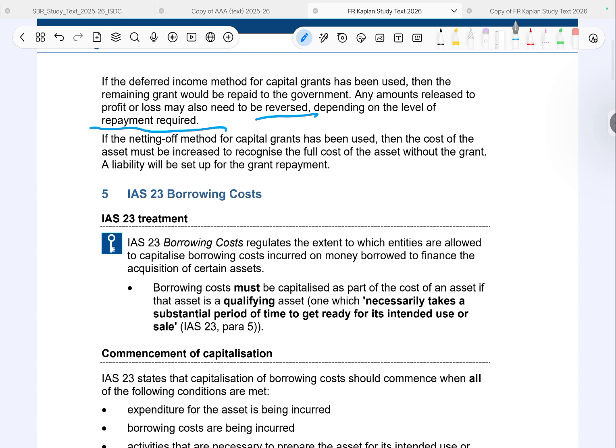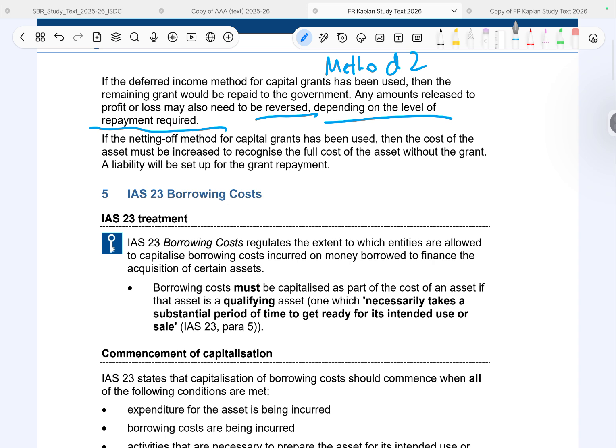So, if you are using method number 2, then what we have in a deferred income, that we'll repay, that will be reversed, and any amount that is released to profit and loss will also need to be reversed. So that also depends on the repayment required. Sometimes you only have to repay 50% of the grant amount back.